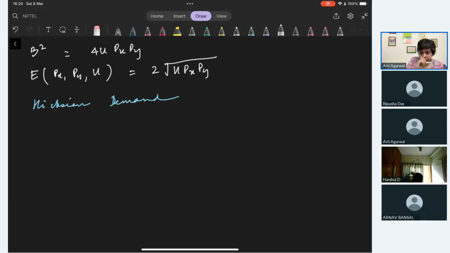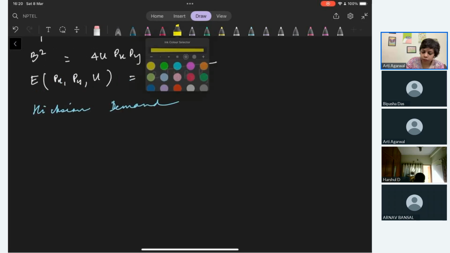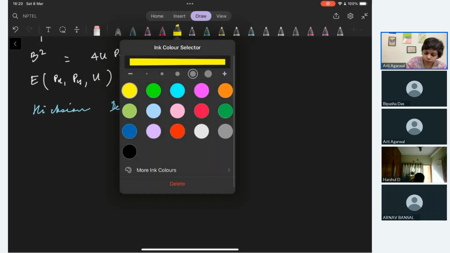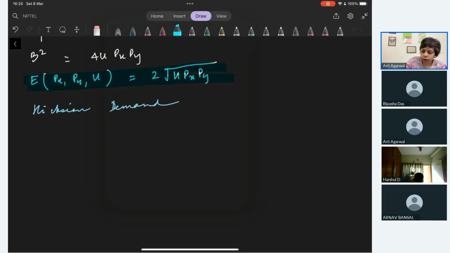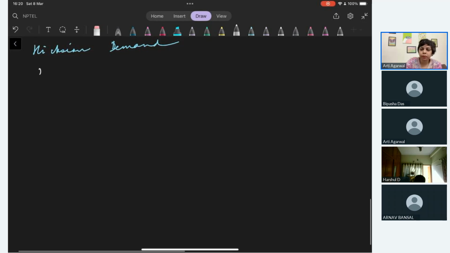The way we derive the demand is by taking the derivative of this expenditure function with respect to the prices. This is your expenditure function. And we take a derivative of this with respect to Px and Py to get the Hicksian demand for X and Y. So X, we write superscript H, is nothing but del E by del Px.